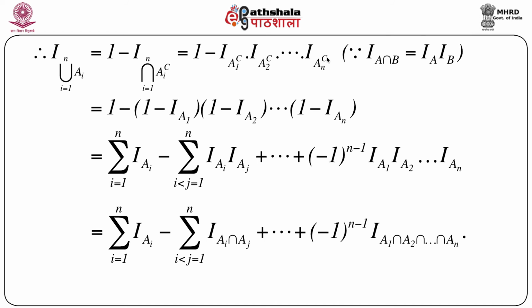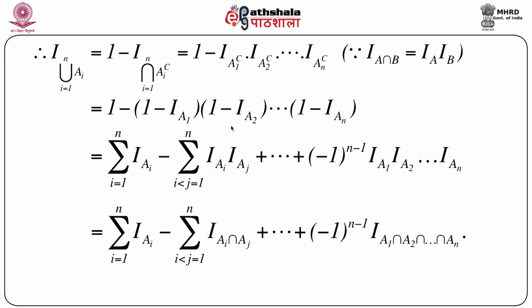Now again apply the same result, that I of A complement equals 1 minus I of A, for each of these Ai complements. So this becomes 1 minus I of A1 into 1 minus I of A2 into 1 minus I of An.